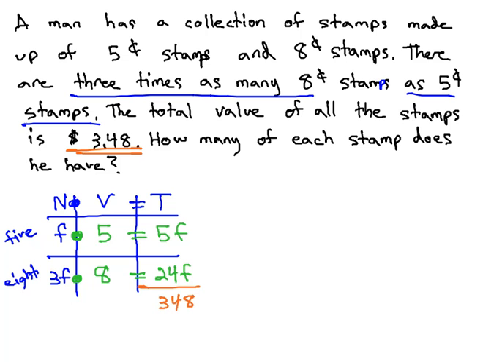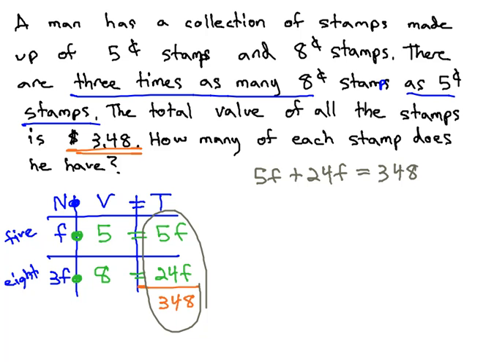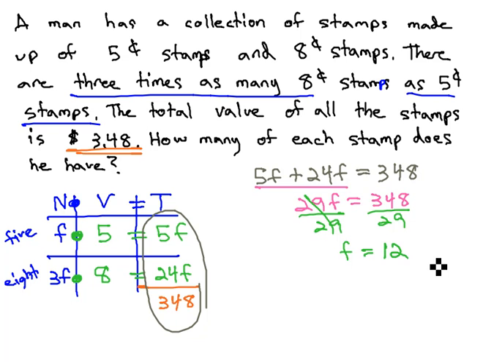Because we only have one variable, we also only need one equation. This comes from the only column that's got a total on it, 5F plus 24F is equal to 348. We can start solving by combining like terms to get 29F equals 348. We can quickly solve this equation by dividing both sides by 29, and we find out the number of 5-cent stamps is 12.